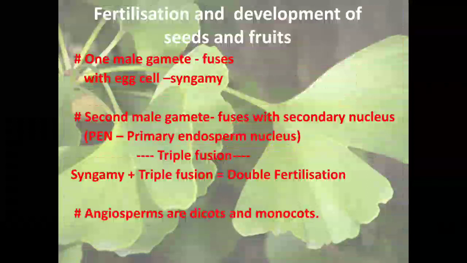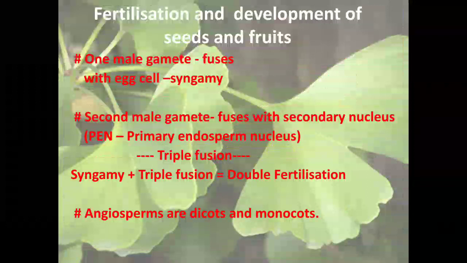Now what kind of fertilization and development of seeds and fruits is found in the angiospermic plant? We know that there are two male gametes. Double fertilization is a very unique characteristic of the angiospermic plants. When one male gamete fuses with the egg cell, the process is known as syngamy, and the second male gamete fuses with the secondary nucleus. The secondary nucleus has two nuclei, meaning the primary endosperm nucleus, PEN. As three nuclei are fused, the chromosome number becomes 3N, the triple fusion. So syngamy and triple fusion are the two types of fertilization, known as two-way fertilization or double fertilization. With the help of this double fertilization, the endosperm develops, which is responsible for the nourishment of the developing embryo found inside the seed.